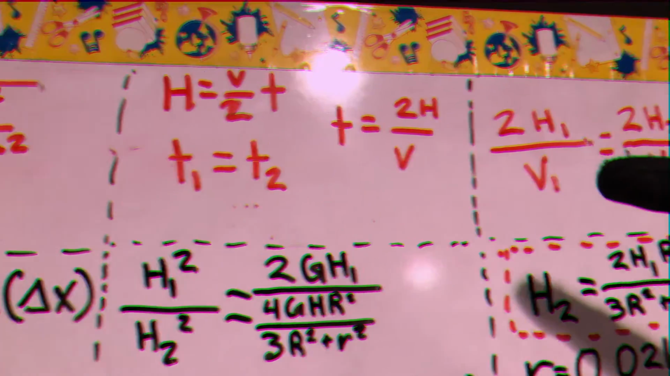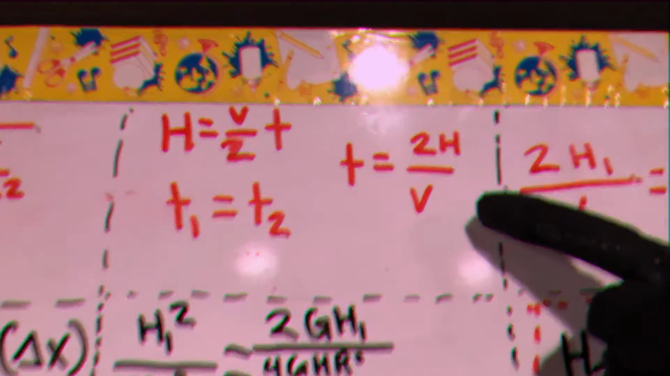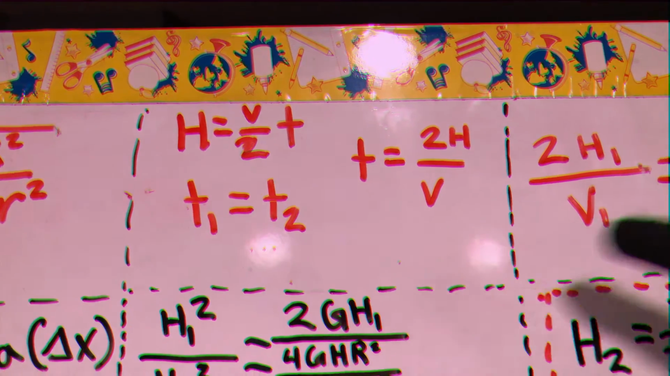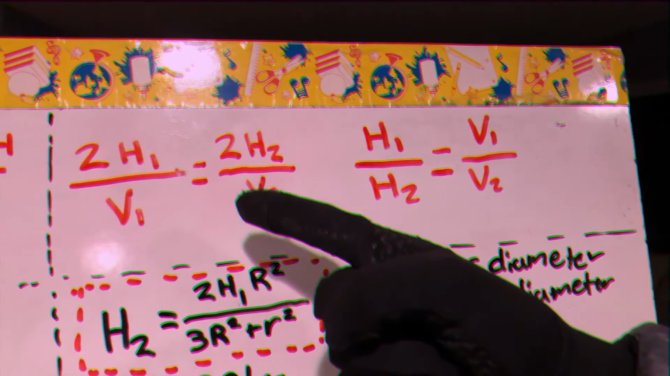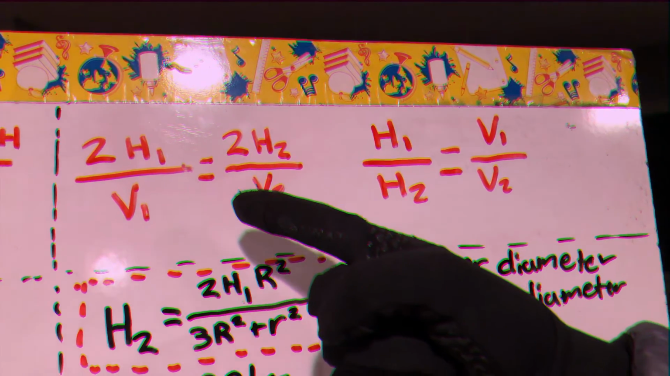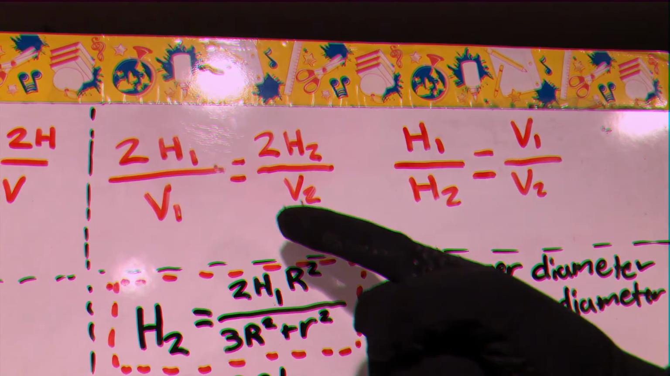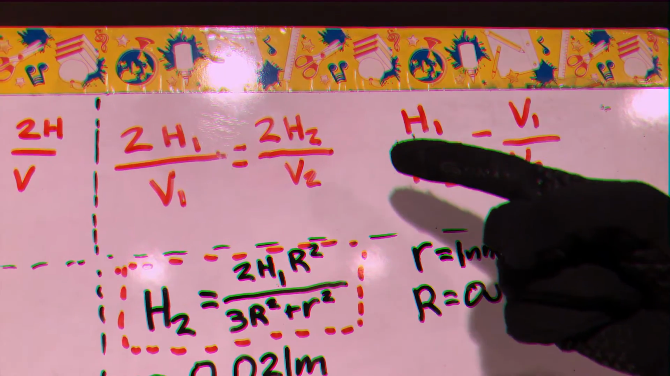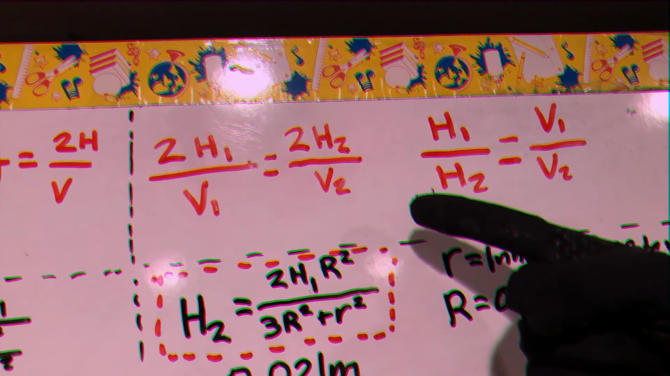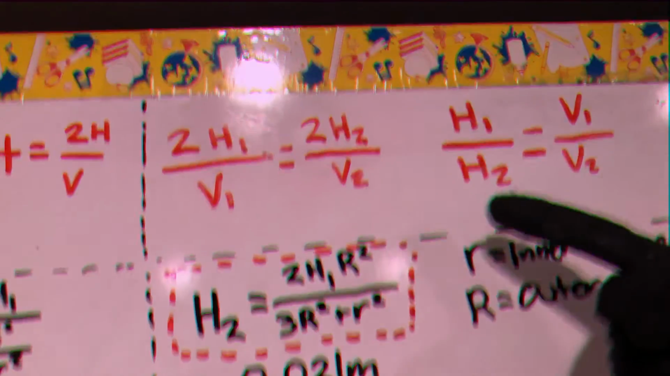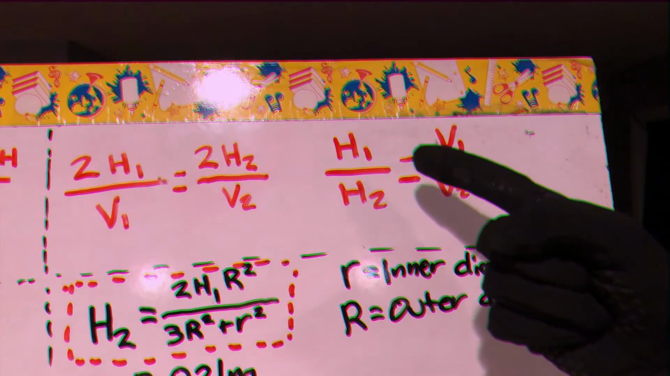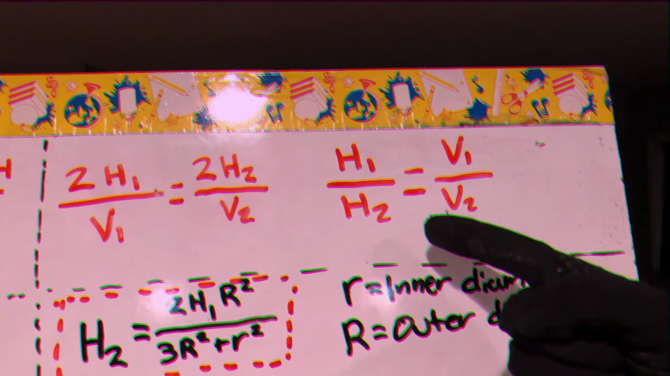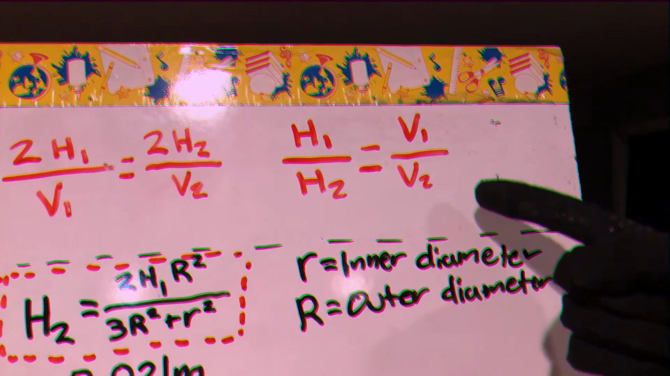You can plug this equation into time 1 is equal to time 2, and we get 2 times the height of the first roll divided by the velocity of the first roll is equal to 2 times the height of the second roll over the velocity of the second roll. This can be rewritten as the height of the first roll over the height of the second roll is equal to the velocity of the first roll over the velocity of the second roll.